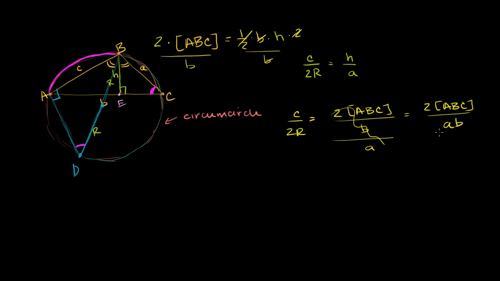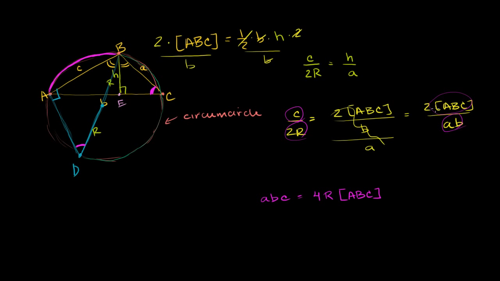And now we can cross multiply. We can have AB times C. I'll do a new color just to ease the monotony. AB times C is going to be equal to 2R times 2 times the area, so that's going to be 4R times the area of our triangle. I just cross multiplied. This times this is going to be equal to that times that.